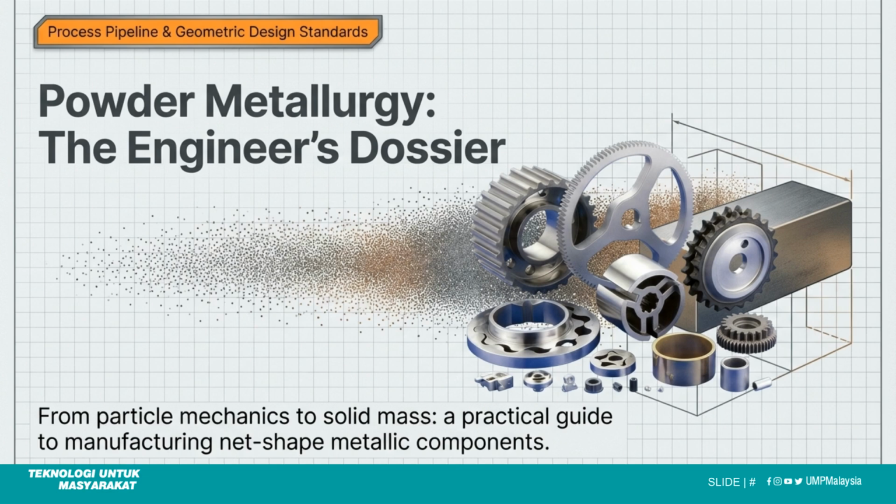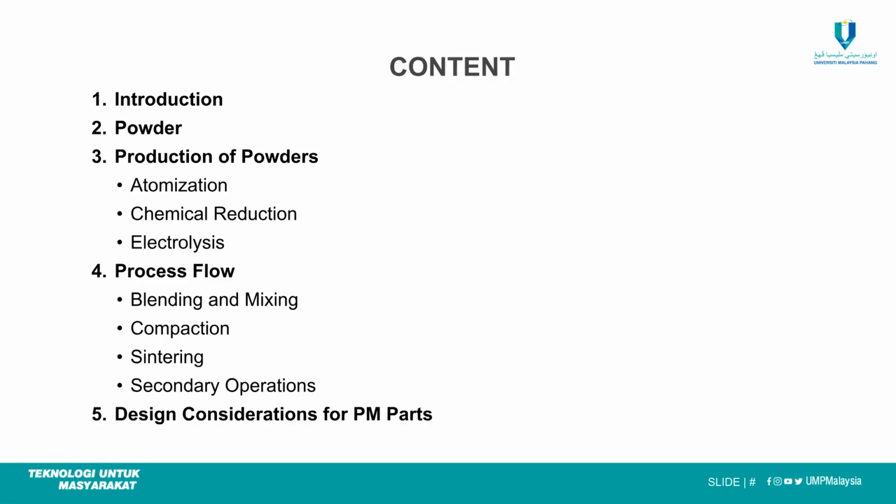This chapter is an engineer's practical guide to powder metallurgy, covering everything from particle mechanics to manufacturing net-shaped metallic components. We will cover 5 main topics: an introduction, powder characteristics, production of powders, the powder metallurgy process flow, and key design considerations for PM parts.